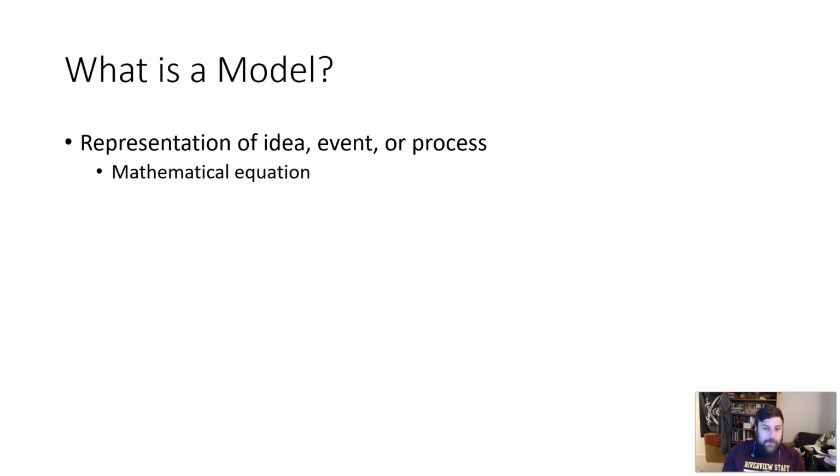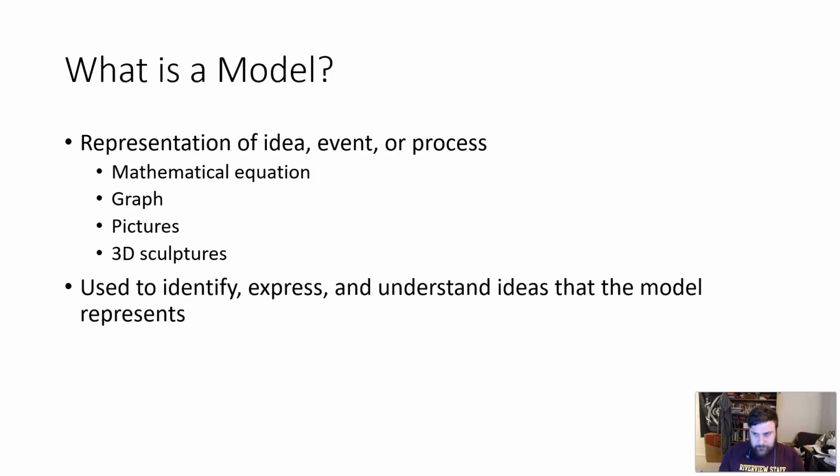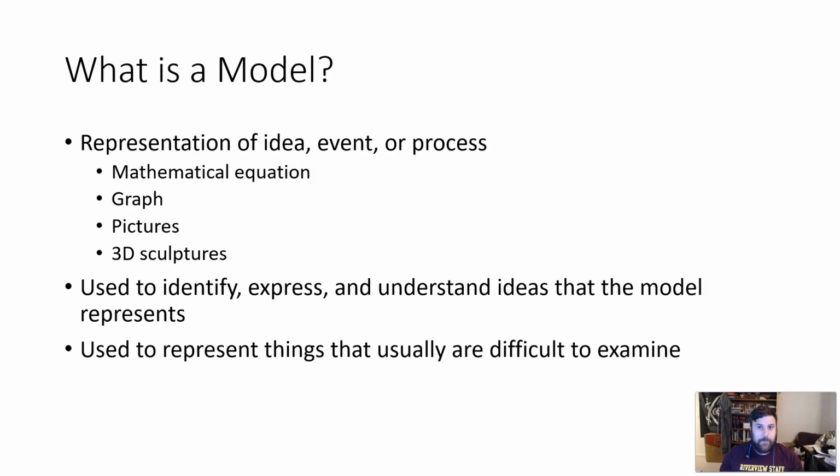So these models can be quite a few different things. They can be mathematical equations, like the equation that tells us the way that gravity works. It could be a graph, a picture, 3D sculpture, computer simulation, on and on. The important thing about a model is the way that they are used and what they're used for. Models are used to identify, express, and help us understand various ideas, as I said earlier.